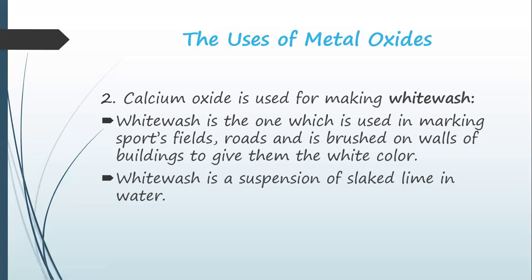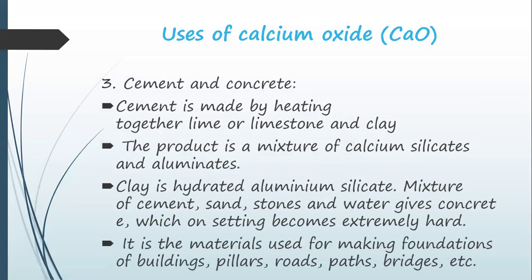The whitewash is used in marking sports fields, roads, and is brushed on walls of buildings to give them the white color. The whitewash is simply a suspension of the slacked lime in water, and we've seen how this slacked lime is formed in the first use of calcium oxide.